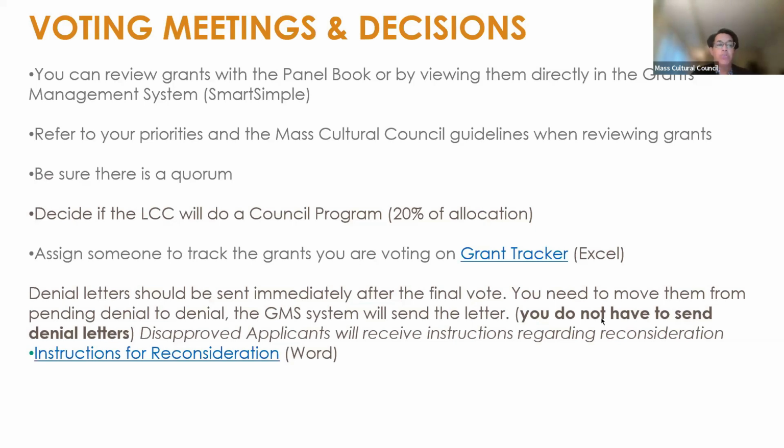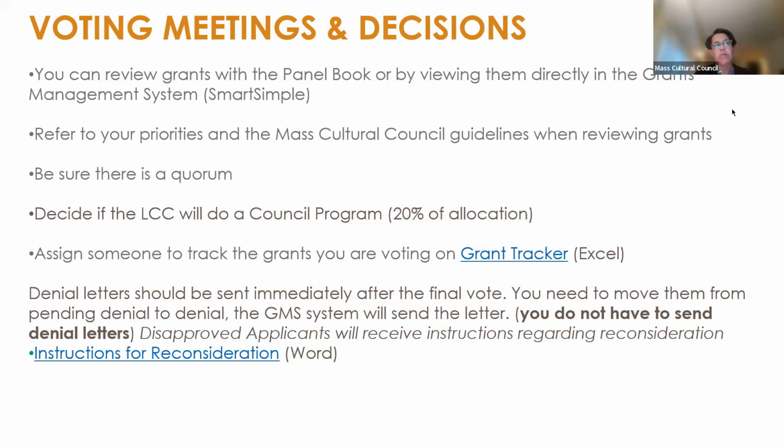You should always make sure when you're doing this that you're referring to the priorities that you've set and the Mass Cultural Council guidelines, so that you're making good decisions about approvals or declining applications. As I said before, you just want to make sure there's a quorum, and then this is where you're going to make the decision about whether or not your council wants to do a council program.